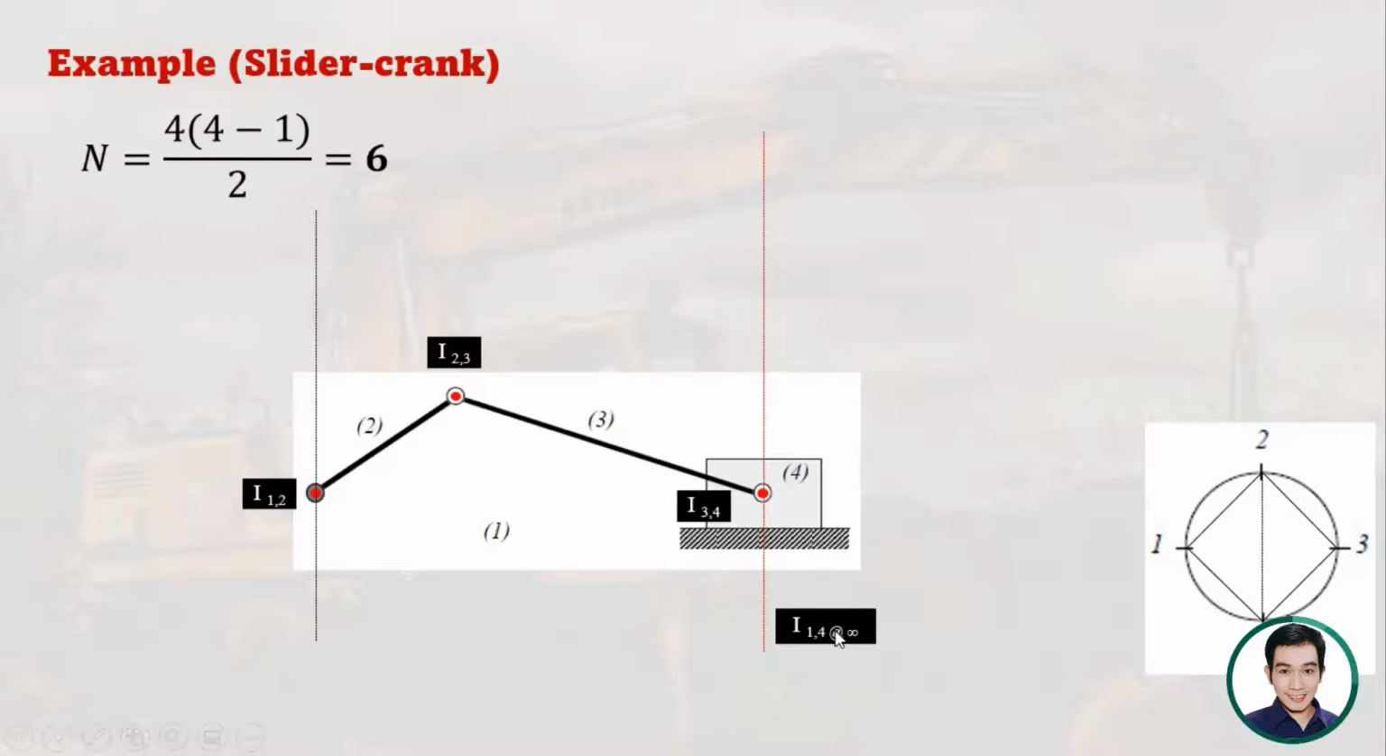And then the other side is 2, 3 and 3, 4. So the 2, 3 is here and then we have the 3, 4 here. So we just connect them.